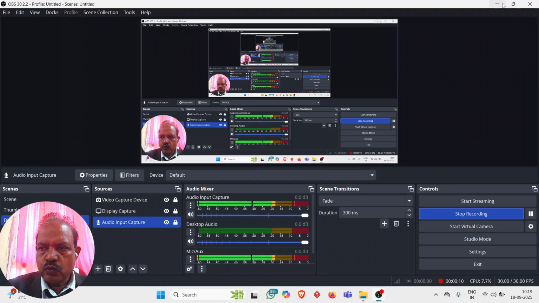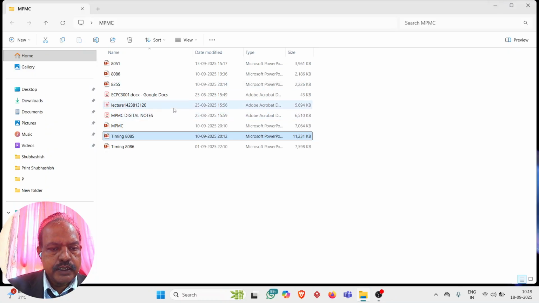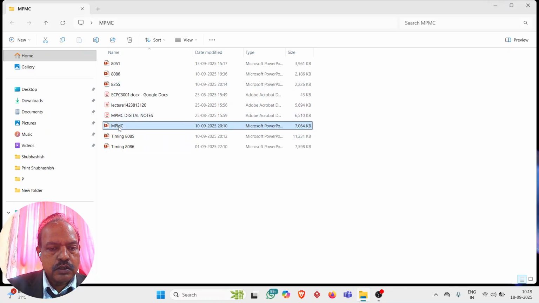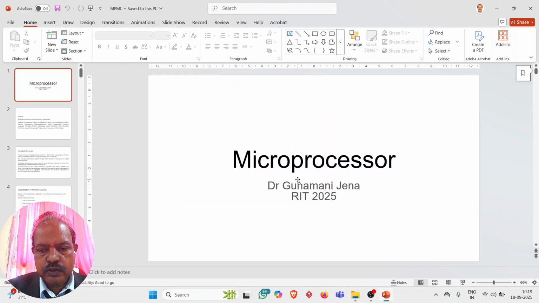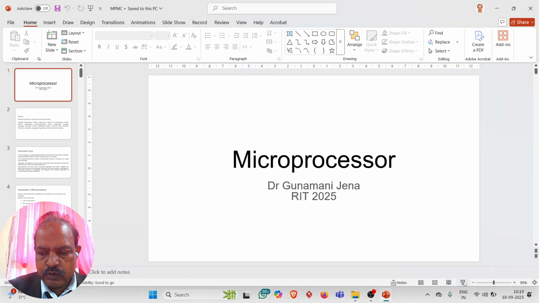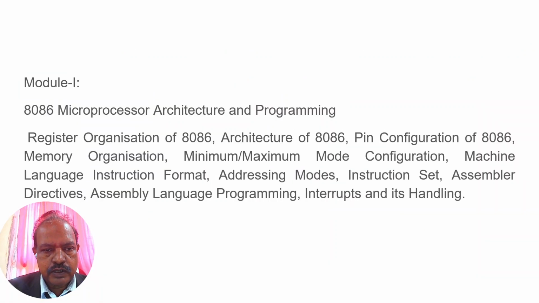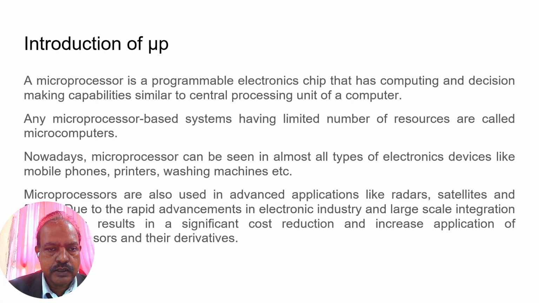Actually, our aim is to go for the 8086, because for understanding the 8086, we should have some knowledge about the 8085 microprocessor. So let us have an idea about what a microprocessor and a microcontroller are, and what the syllabus is. In 8086 microprocessor architecture and programming, we'll be covering the register organization of the 8086 and the architecture of the 8086, and you can check the syllabus in your details.